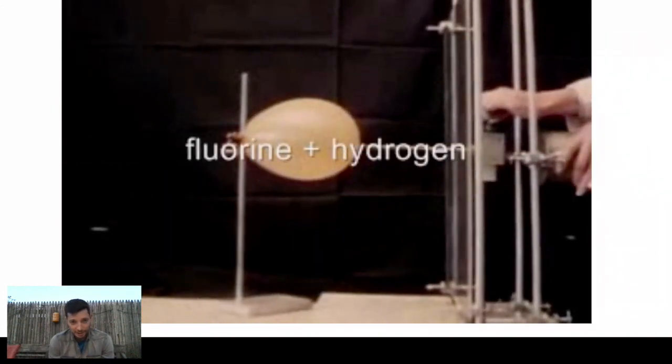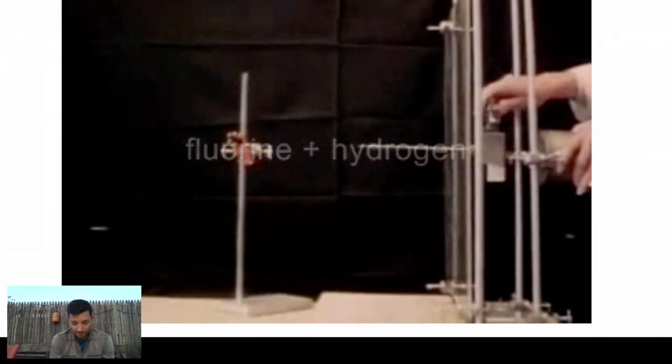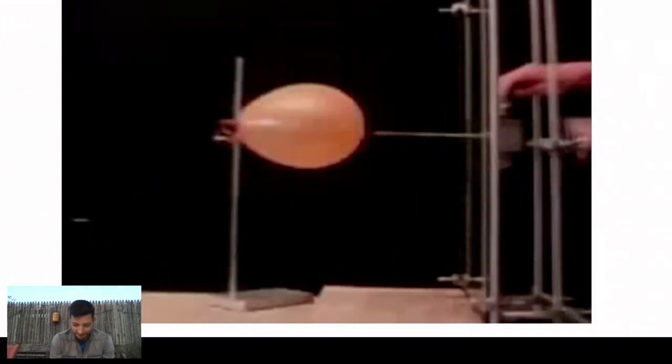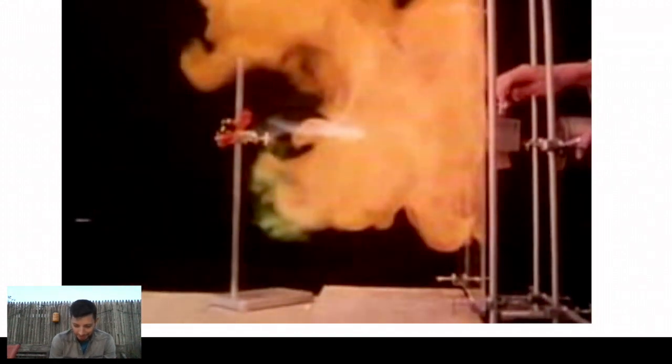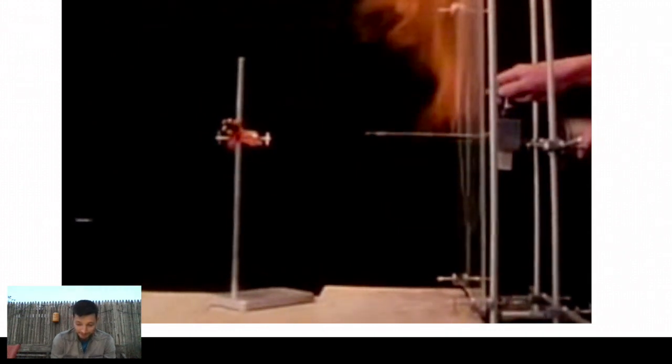Here's fluorine and hydrogen in a balloon. They ignite it, and you get an instant fireball. The exotherm ignites it. There it is in slow motion, just to show the fireball more clearly. So fluorine reacts with every element.